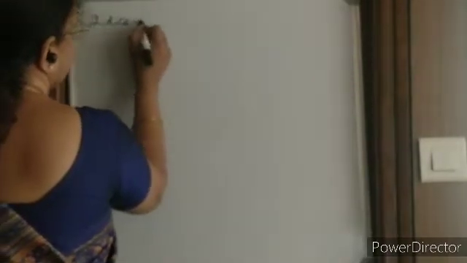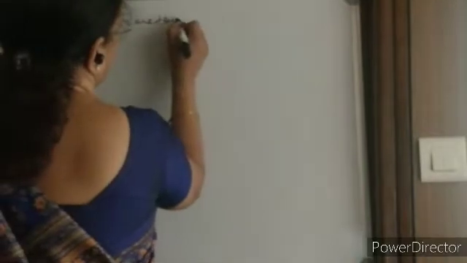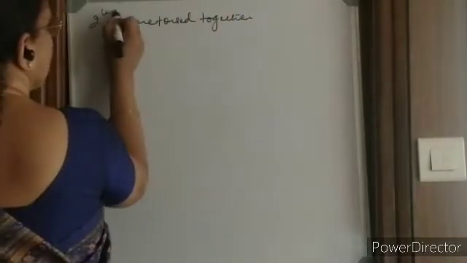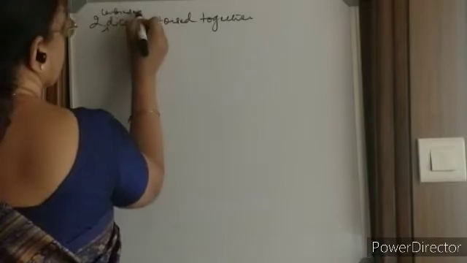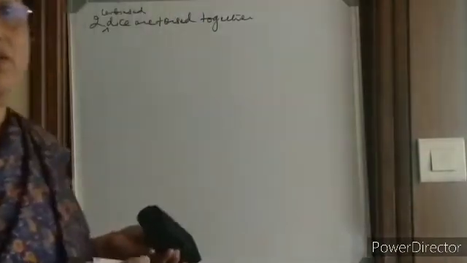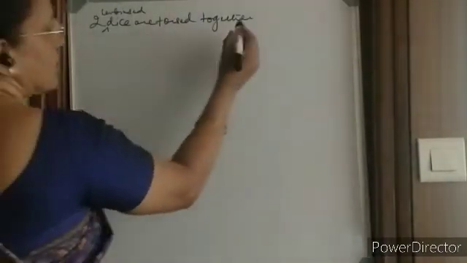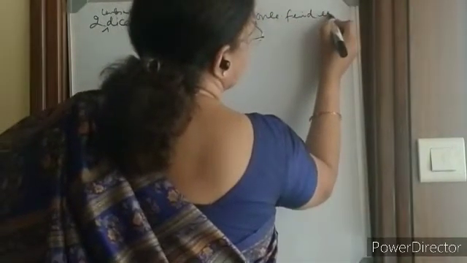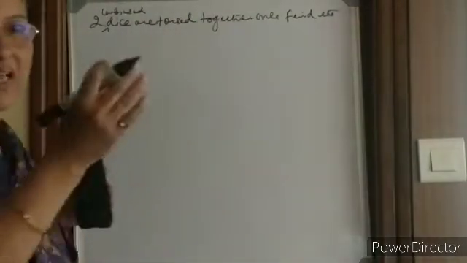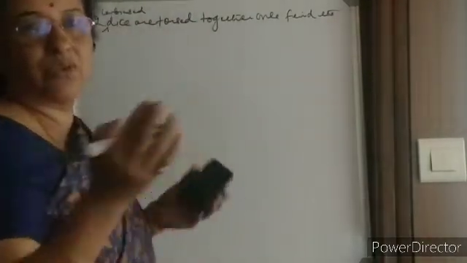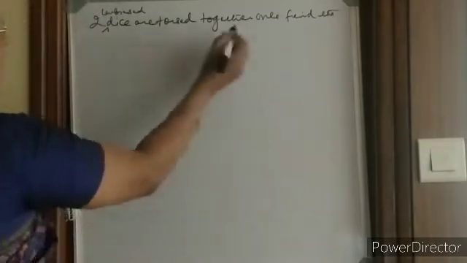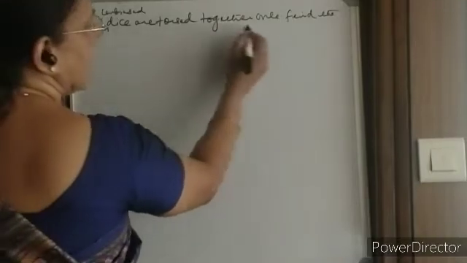Two dice are tossed together once. Whenever we say two dice, it is understood they are unbiased, or you can say fair dice are tossed together once. Now you can have any type of question. I am just giving you two types of examples here. Two dice are tossed together once.